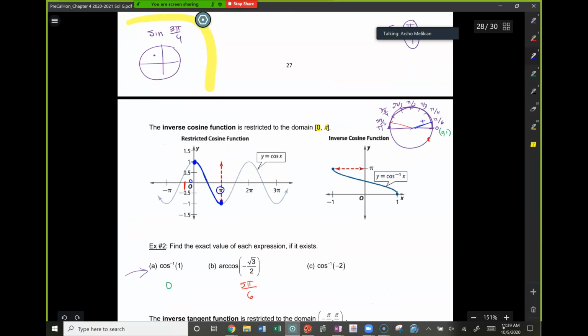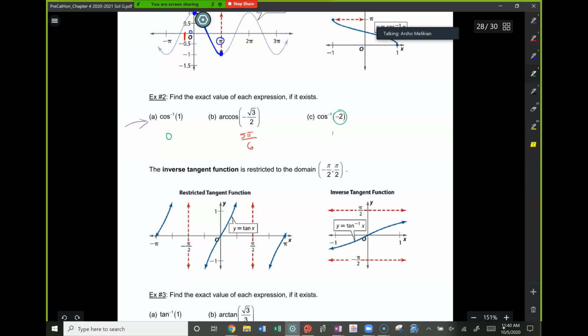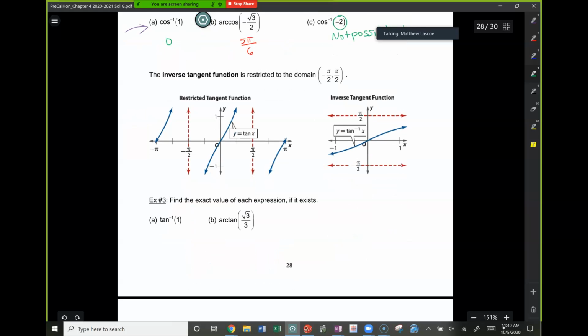So the way these are going to work is we're basically going to have 2 quadrants for each one. One quadrant will be for the positive values and one quadrant will be for the negative values. And then here, cosine of negative 2 is not possible because that's out of the domain. Should we write no solution or not possible? It really doesn't matter.